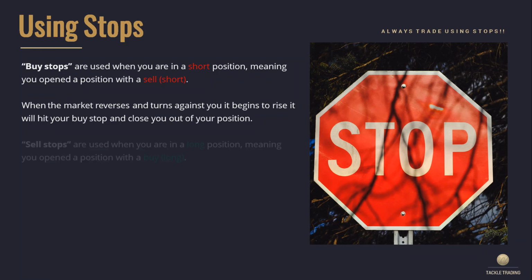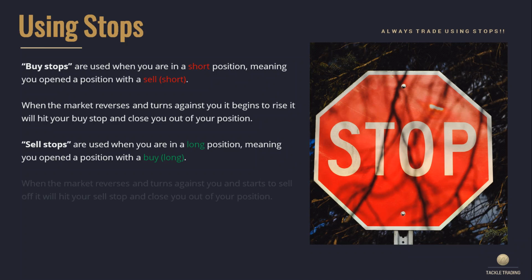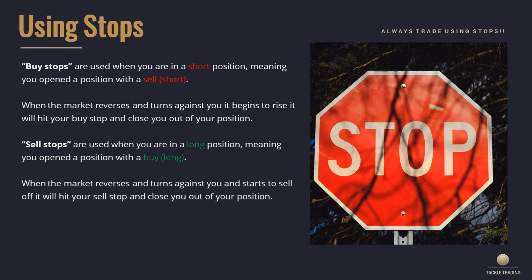All right. The next thing here is a sell stop. So this is just going the opposite direction. So sell stops are used when you're in a long position, meaning you opened a position with a buy, right? You're going long. But in this case, the market reverses, turns against you, and starts to sell off. And it's going to hit your sell stop and close you out of your position. All right. So it's critical to know that when you use buy stops, right, you open a short position. And when you use sell stops, you open a long position.